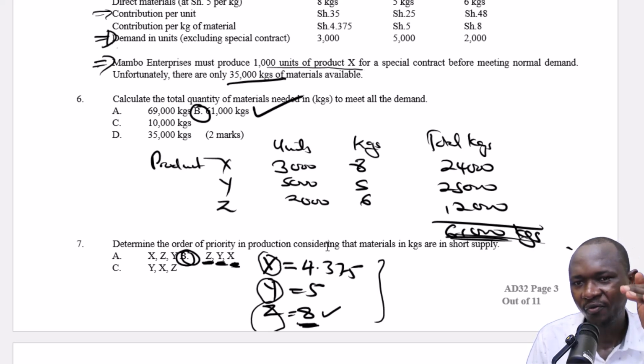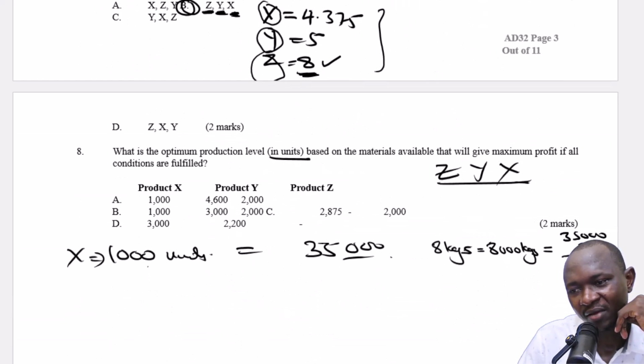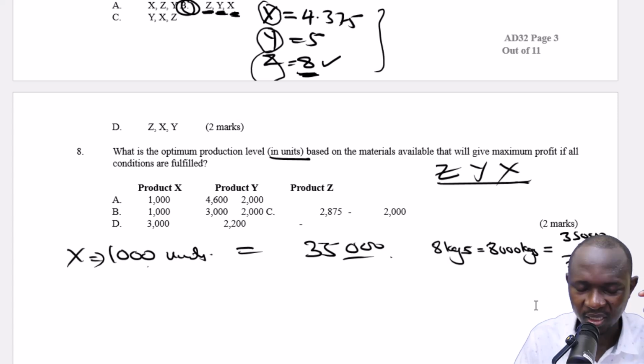So if we say that we must produce 1,000 units, because it's in the question, each unit requires 8 kgs. It means you are going to spend 8,000 kgs out of the 35,000 kgs that are available. So that means that we are left with 27,000 kgs to be distributed among the rest.